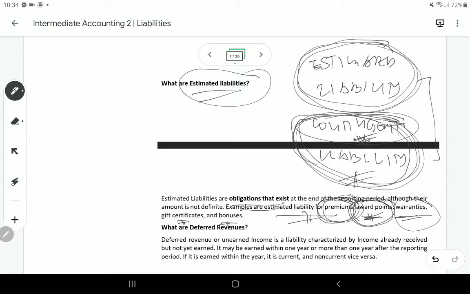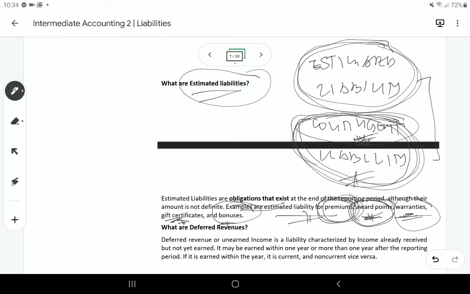Warranties class, 'di ba? Kumbaga pag nagbenta ka, then you are expecting na pag within a certain period of time ma-damage yan, you are liable to repair that, you are liable to replace parts, no? So, that is an estimated liability, okay? Give certificates and bonuses, okay? So, that is estimated liability.